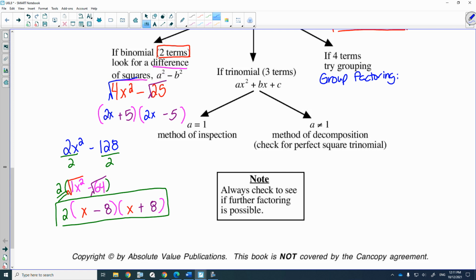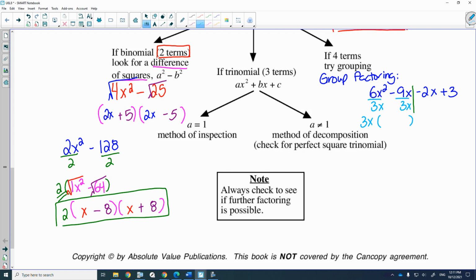So an example of 4 terms would be 6x squared minus 9x minus 2x plus 3. What you do to those 4 terms is you split them in half. And you say to yourself, what can I factor out of a 6x squared and a 9x? 3x. Whatever you can factor out goes in front of the bracket, and then the answer would go in the bracket.